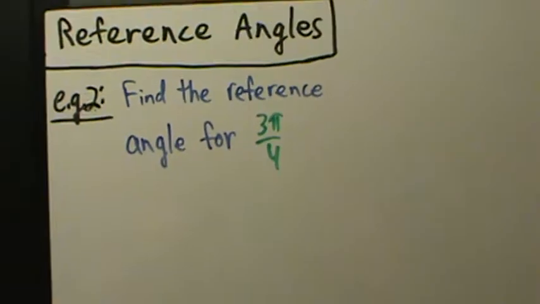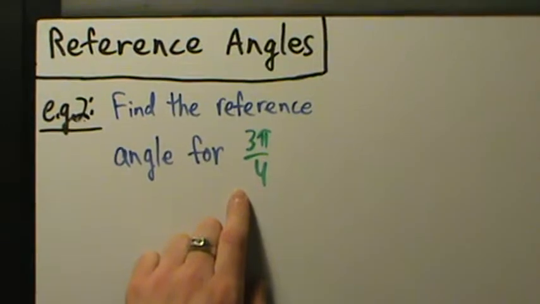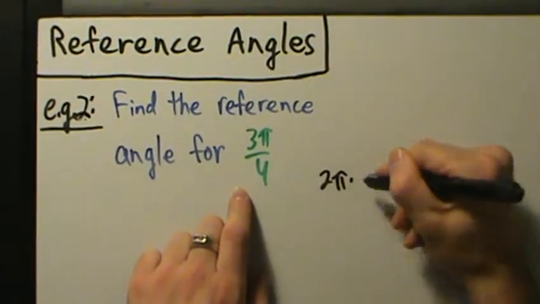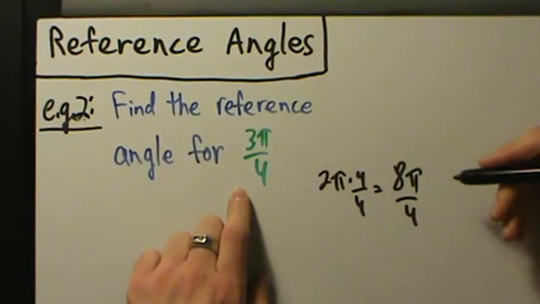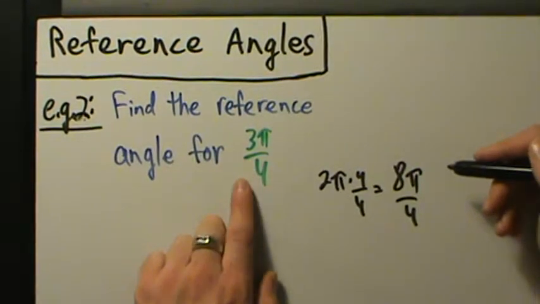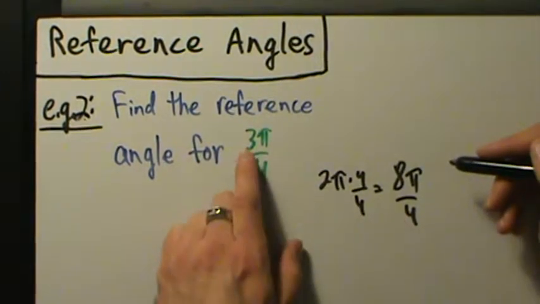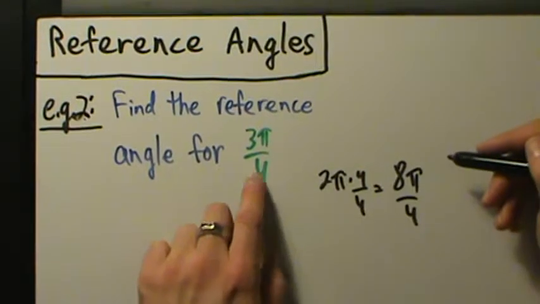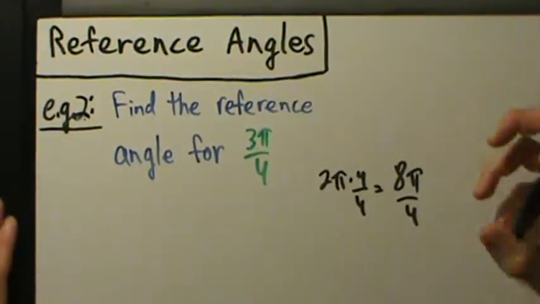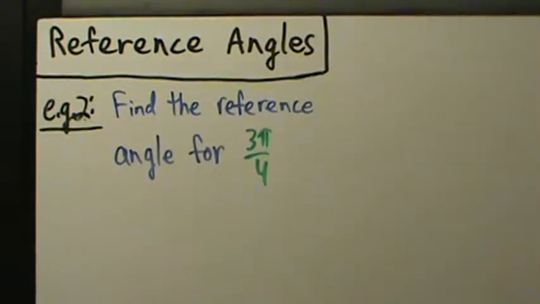So let's zoom back out a bit. Again, first thing we ask ourselves, is this between 0 and 2 pi? Yeah, it is, because 2 pi, if we multiply by 4 over 4 for a common denominator, is 8 pi over 4. 3 pi over 4 is obviously positive, it's larger than 0, and it's totally less than 8 pi over 4. 3 pi is less than 8 pi, so 3 pi over 4 is less than 8 pi over 4. So this is between 0 and 2 pi. Since it is, we just go ahead and draw it. So first let's draw it.